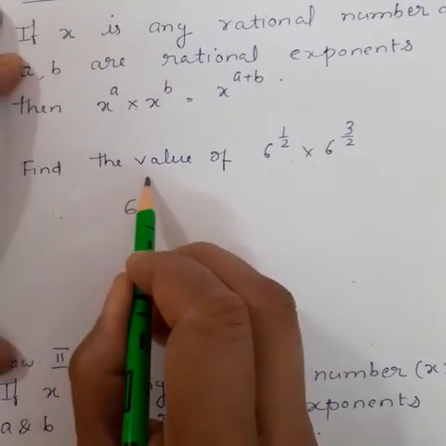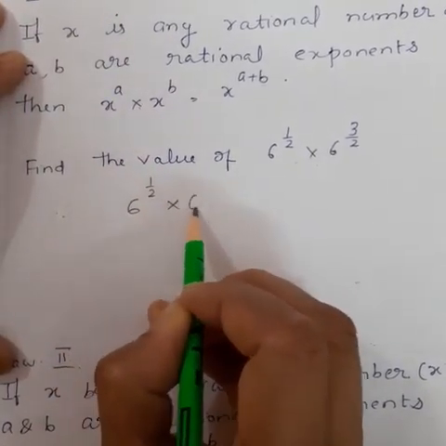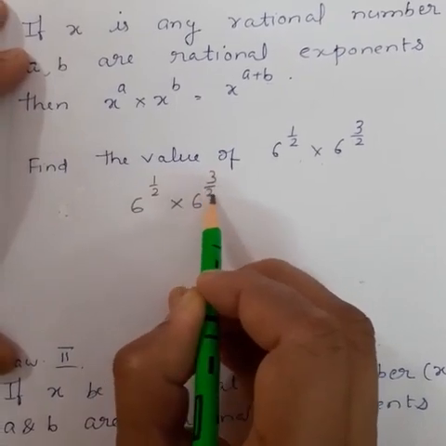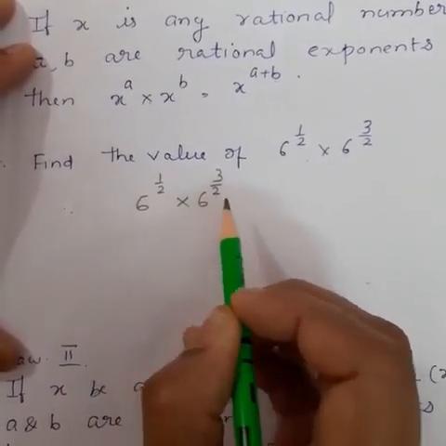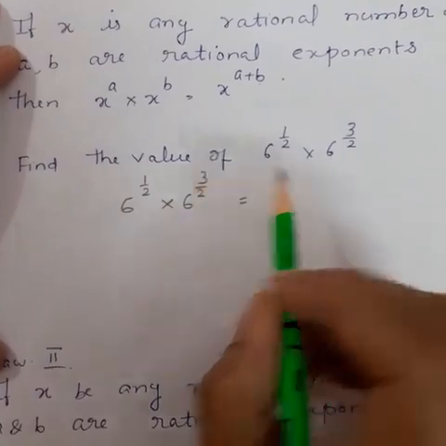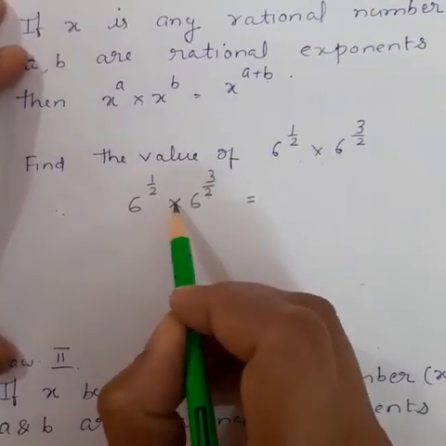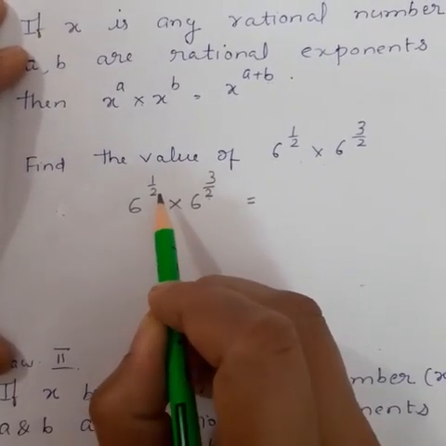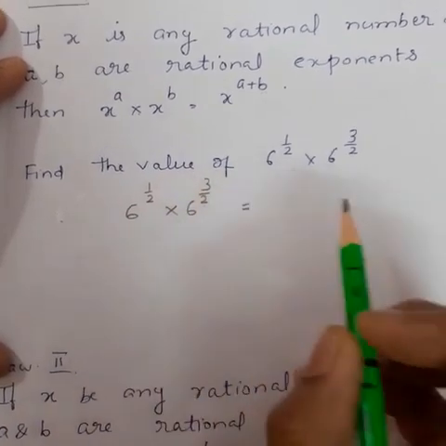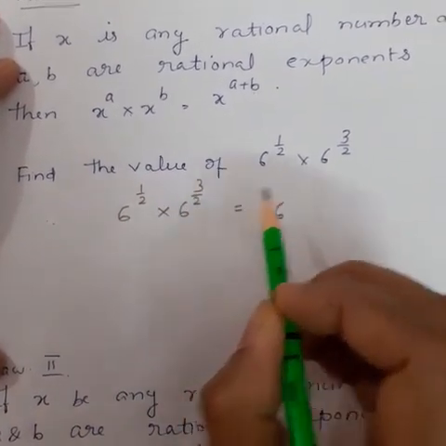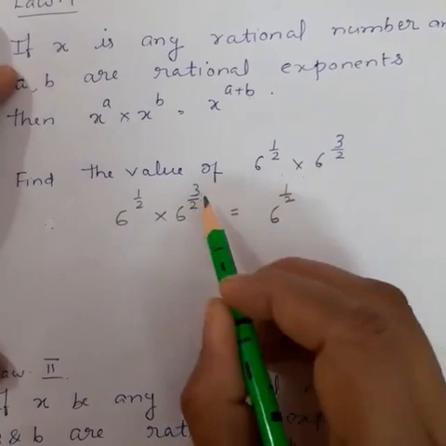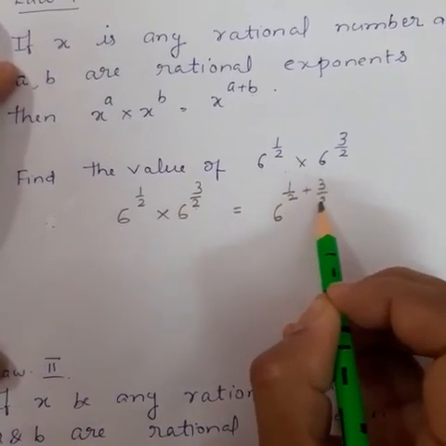6 to the power 1 by 2 into 6 to the power 3 by 2. That is equal to, here the bases are same and we have to multiply the numbers. That means we have to add the powers. So write the base here, then add the powers: 1 by 2 plus 3 by 2.